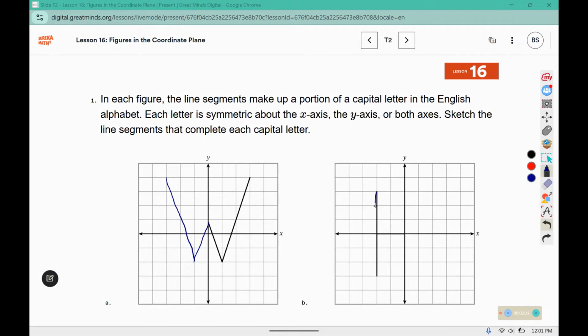This one here, we have a line and a piece going here, so it is symmetric over the x-axis because it's 3 away from the x-axis here and 3 away from the x-axis here. And we can finish this by reflecting it over the y-axis. So it's 2 across, and then it goes 3 up and 3 down, creating the letter H.